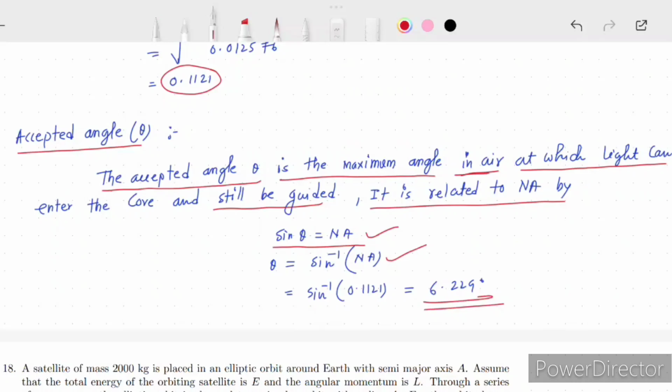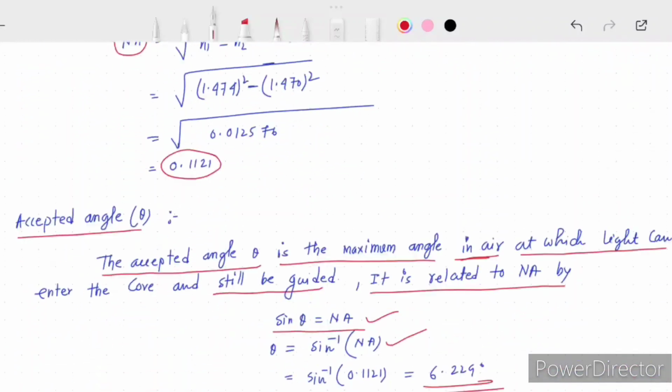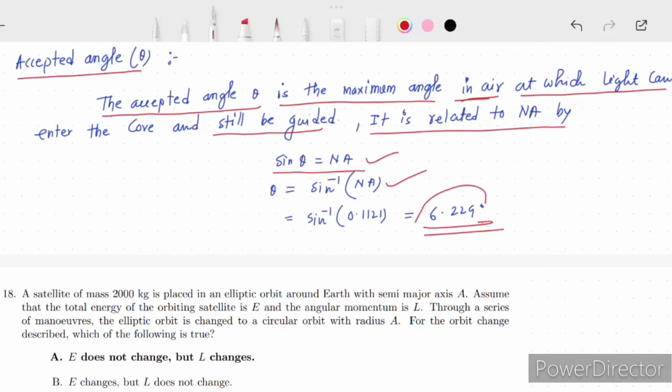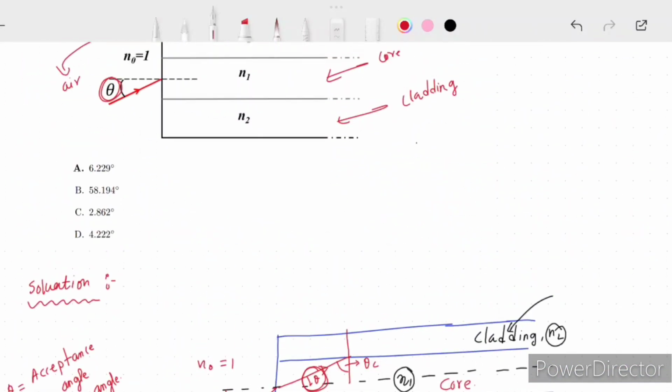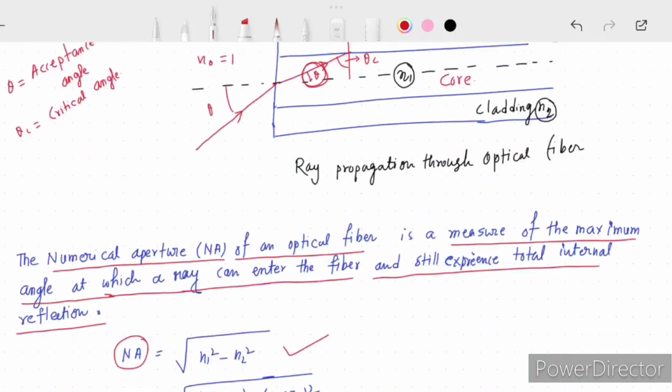So please note down this relationship between the acceptance angle and the numerical aperture. What is the acceptance angle, what is the numerical aperture, and what is their relationship? That is the question actually. So we finally get 6.229, so this option is the correct answer.